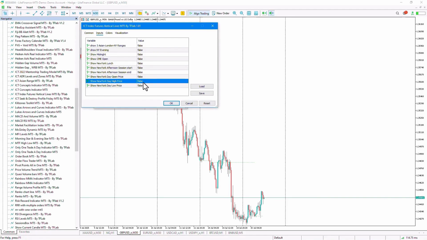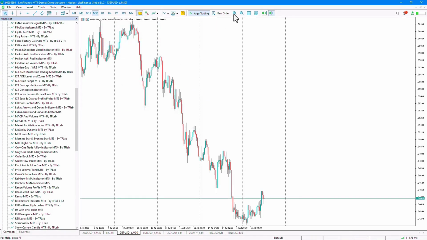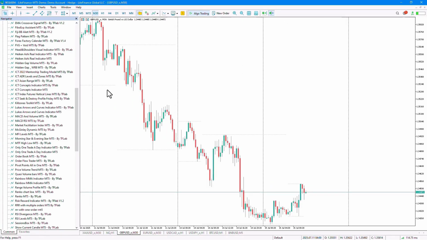And in the last two options, by enabling these sections, we can activate or deactivate the highest and lowest price levels of the New York session. By drawing lines, it displays the high and low for us.